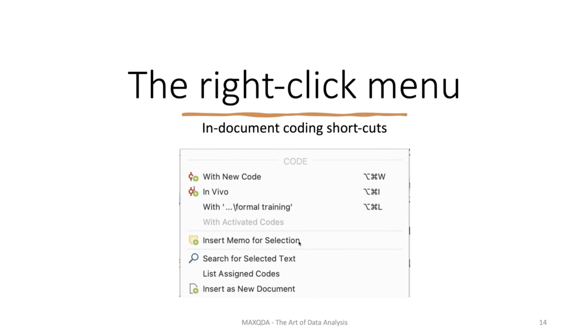The next component that we'll want to be exploring is the right-click menu. Once you've made a selection, if you right-click with your mouse or trackpad, it will give you in-document coding shortcuts, and that will allow you to either create a new code, code in vivo, or code with, as this says, formal training. That was the last code I had used, or the code that was selected.